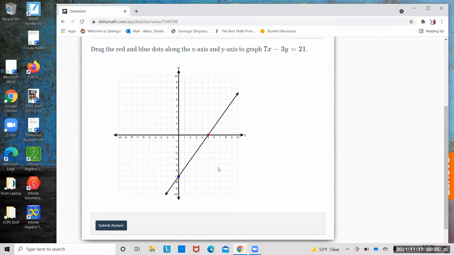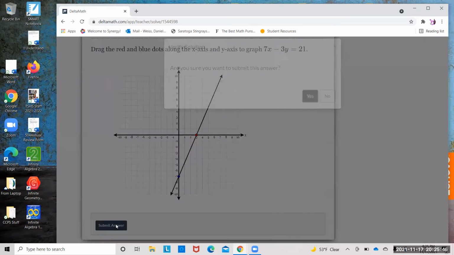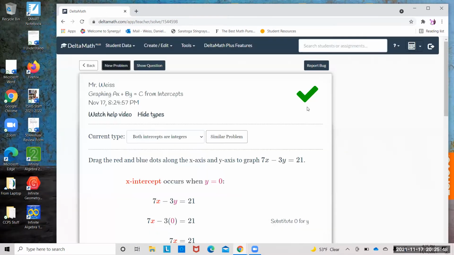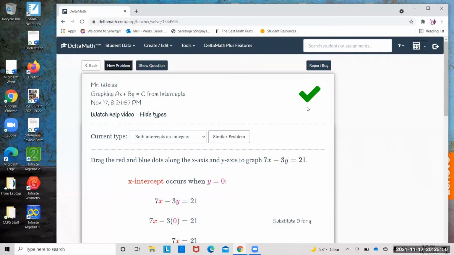There we go. And then if I put 0 in for y, negative 3 times 0 is 0. You're left with 7x equals 21. Divide by 7, and x equals 3. So let's move this guy over to 3. Right there. Okay, we're good. And correct. All right. So that's how you do it.